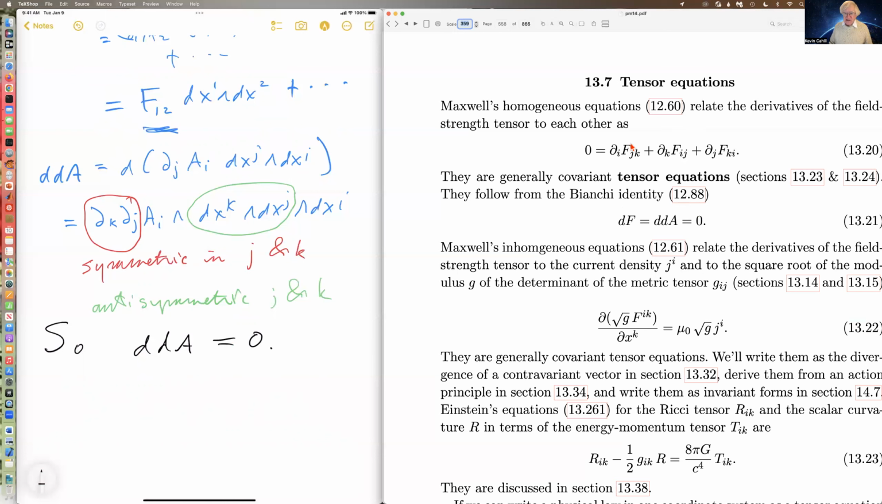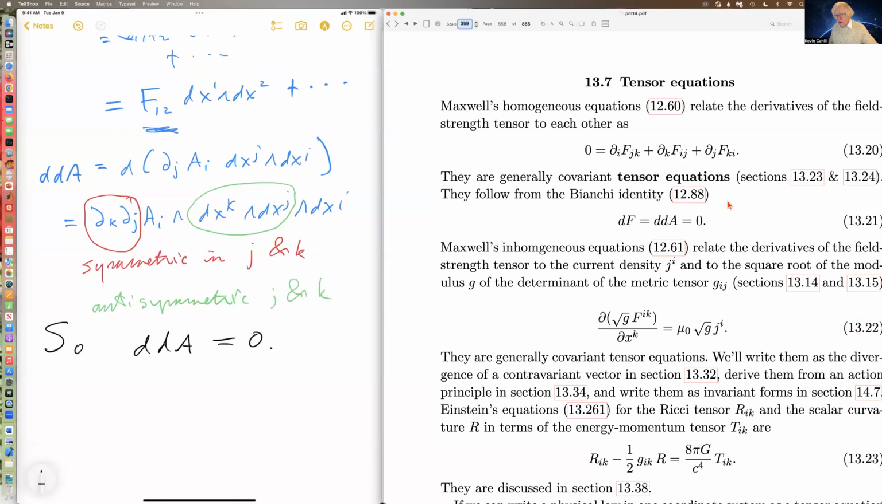And now we see how cute this is. DA, if A is the electromagnetic potential, which is thought to be a 4-vector in special relativity, but is a covariant vector in general relativity, if you hit it with an exterior derivative, you get the electric and magnetic fields, Fij. And if you hit it a second time with an exterior derivative, you get 0.